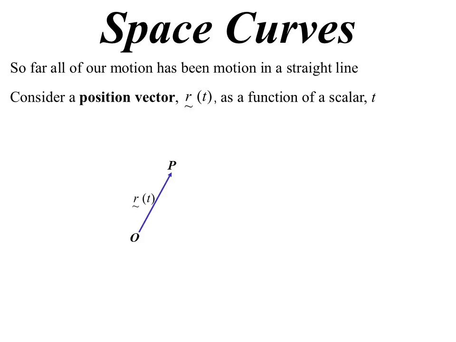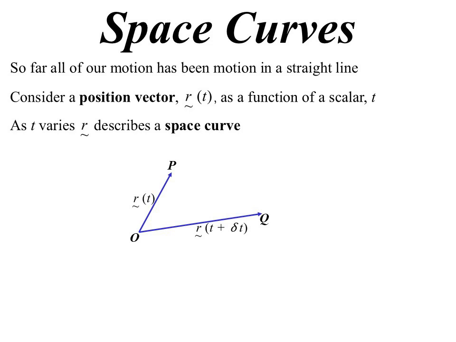Now, as t changes, obviously my vector's going to change. And if I was to draw in another one, so there it is after some change in time, it's over there at Q. At another time, it's over there at R. But if I was to plot in the endpoints of all of those vectors, I'd get some curve. That's what we call a space curve. That's, if you like, the path our particle is travelling on. So it's not a straight line. It's travelling in some sort of curve.